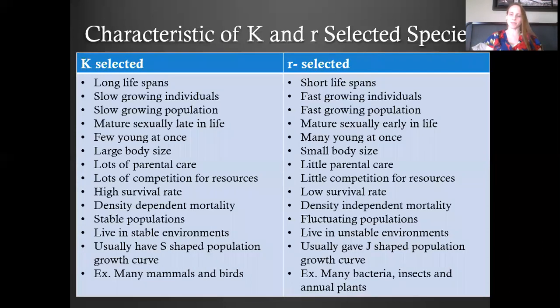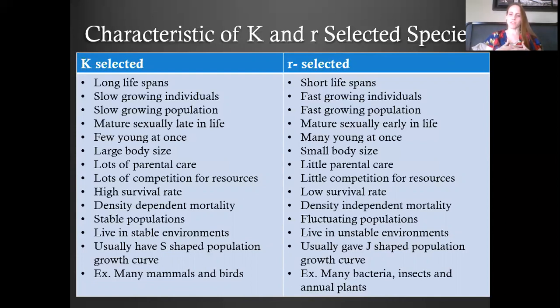And then R-selected species tend to have really short lifespans. The individuals and populations grow really quickly. Individuals reach sexual maturity very, very quickly. You can have hundreds of young at once. The individuals tend to be very small, don't have a lot of parental care, also don't have a lot of competition, also don't survive very long, and tend to have density independent mortality.